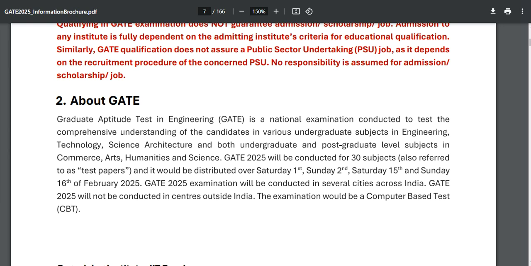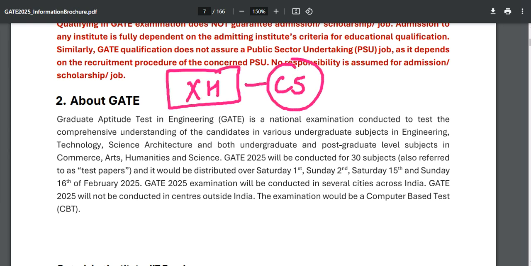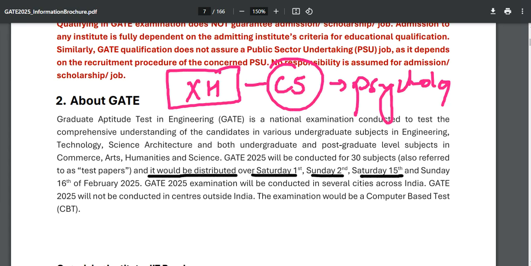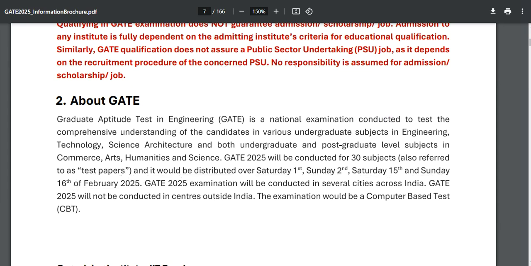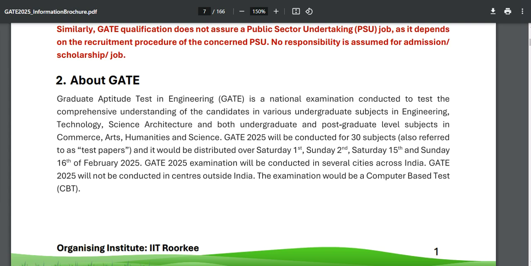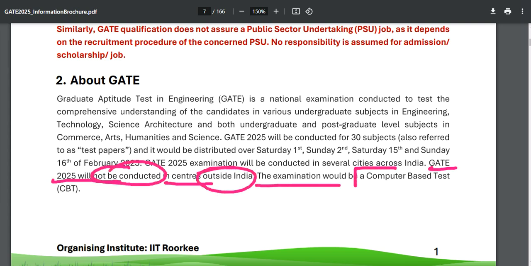Obviously your code will be XH for humanities, and C5 is your code for psychology. It would be distributed over the first Saturday and Sunday of February 2025. So these are the exam dates most probably, which will be happening soon, and the forms are also out. GATE 2025 will not be conducted in centers outside India, and the examination would be a computer based test.